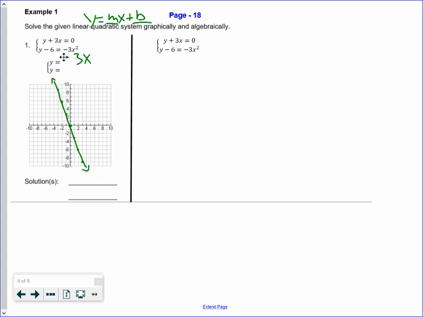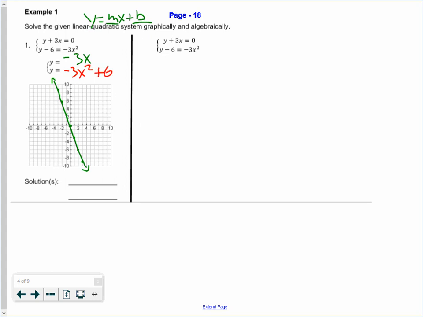So the b term, that's your y-intercept, that's where you start. And then the m term, that's going to be your slope, your rise over run, so you can get the rest of the graph just like that. When it comes to solving the quadratic, before we actually go ahead and graph it, we're going to set it as y equals. So I'll add 6 to the other side to get y equals -3x squared plus 6.